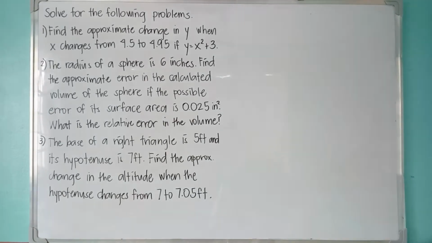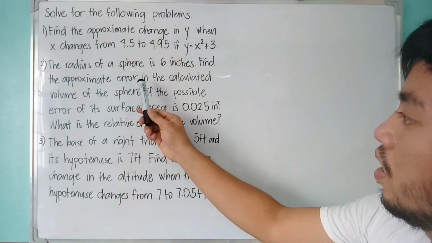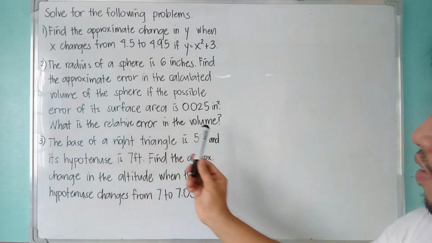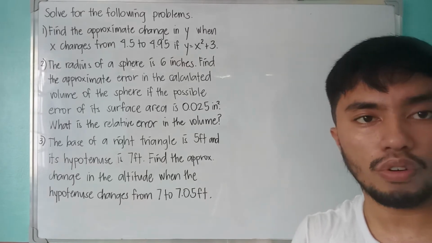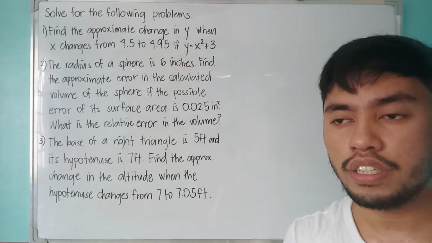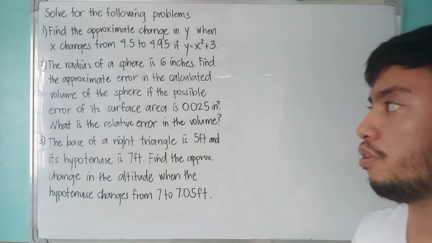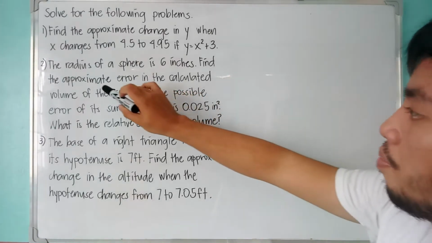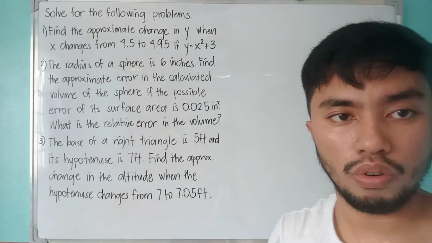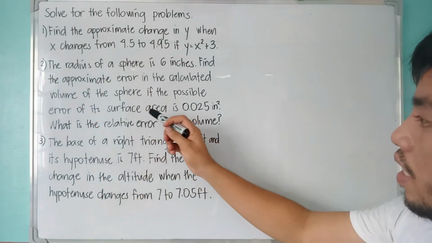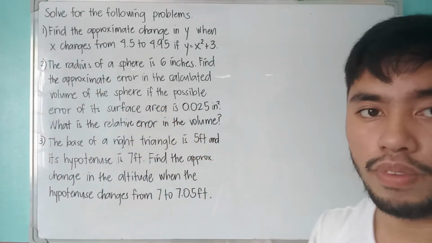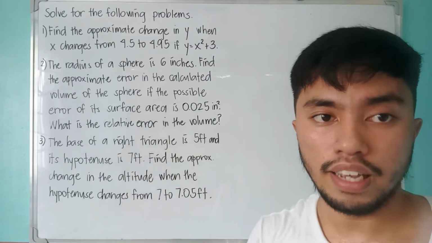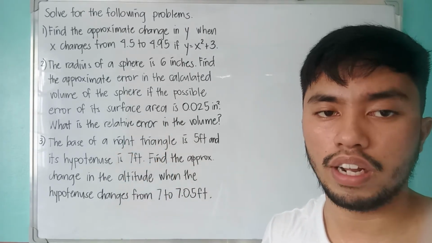So sa problem number 2, meron tayong dalawang unknown or hinahanap. Yung una, approximate error in the calculated volume. Pangalawa, relative error in the volume. So kapag pinag-uusapan natin is error, tumutukoy lang naman yan guys sa change or sa differential na kung anumang variable. Diba? For example, itong approximate error in the calculated volume, ang tinutukoy lang naman niya dyan is dV. And yung given natin which is possible error of its surface area na 0.025, that is, since surface area to, dA, di ba? Yung derivative ng A or yung differential ng A.